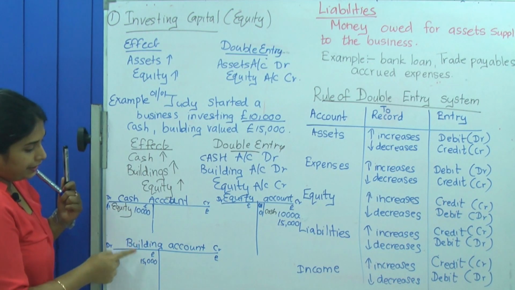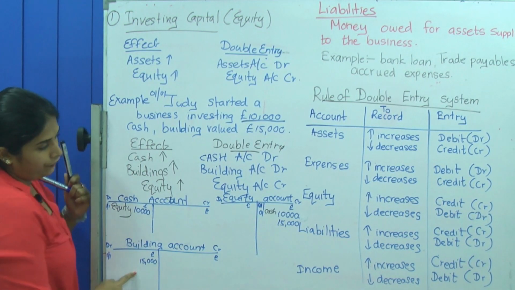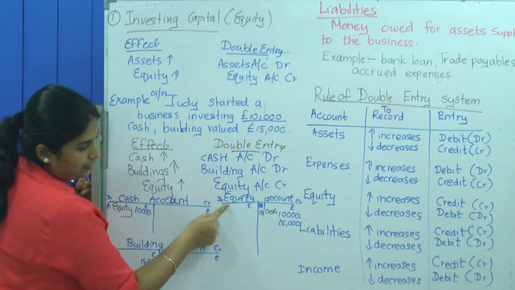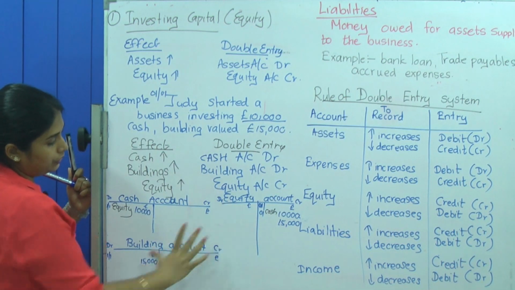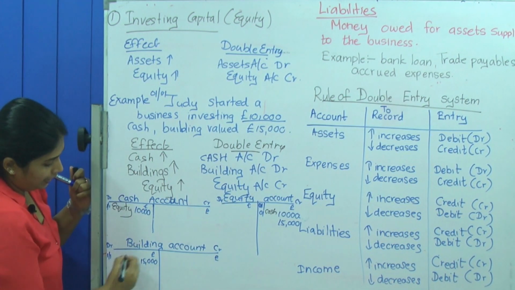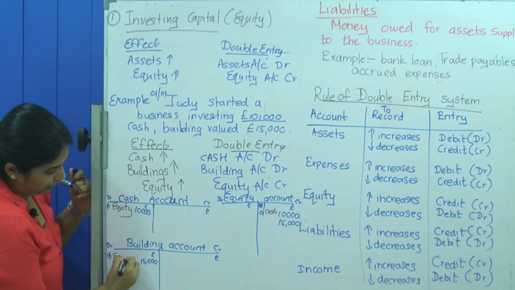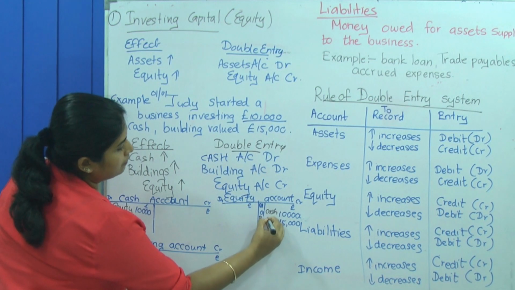And here the building account, 15,000, debit entry is on the building account, where is the credit entry? Credit entry is in the equity account. That means that for 15,000, what are the two accounts? Building and equity. You have to exchange those two names. In the building account you have to write equity, and in the equity account you have to write building.